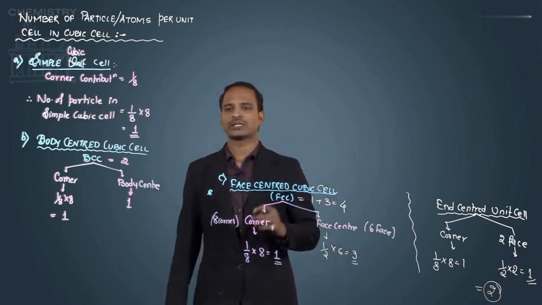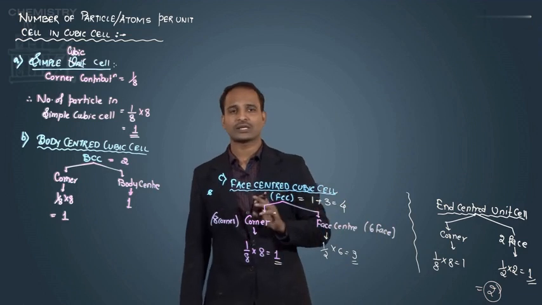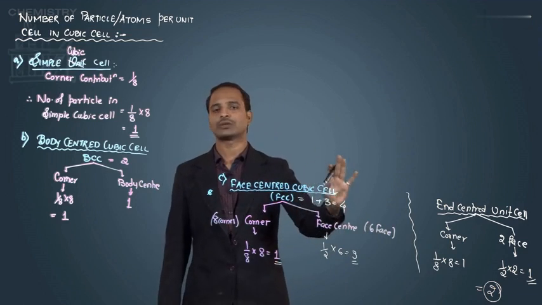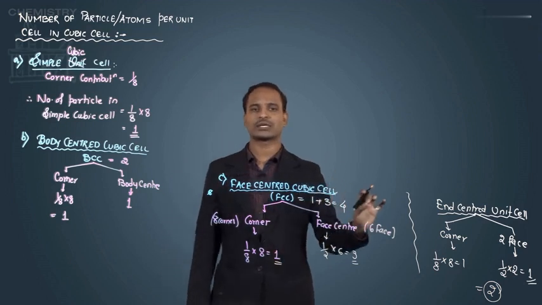So simple has 1, body centered and end centered have 2, and face centered has 4. Again I am saying end-centered is only for reference, it is not considered a cubic cell.